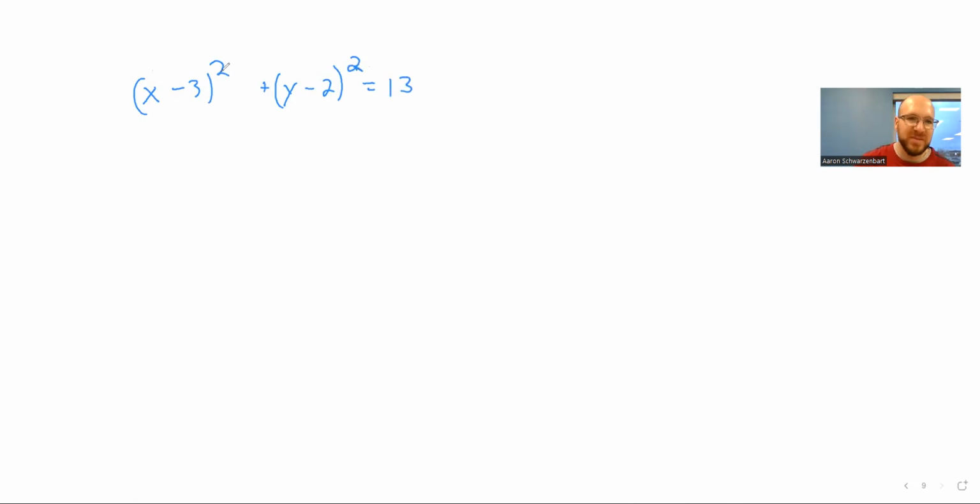Okay. So here we have a circle. We'll just take note that the center is (3, 2) and the radius equals the square root of 13. Then I'm going to show you how to graph the polar form on your calculator.